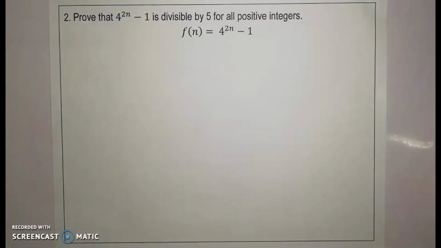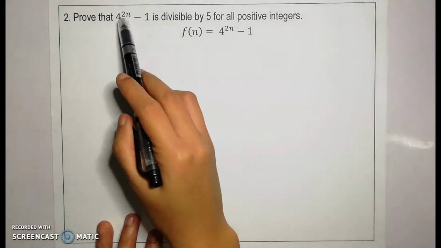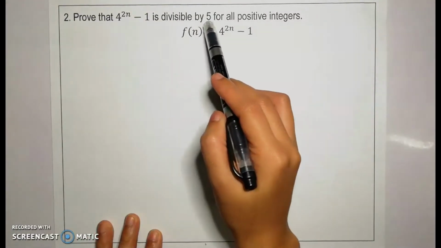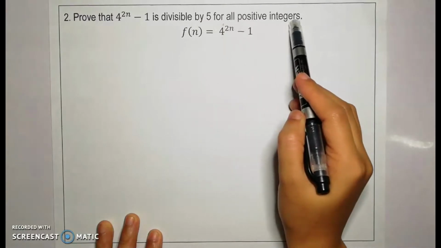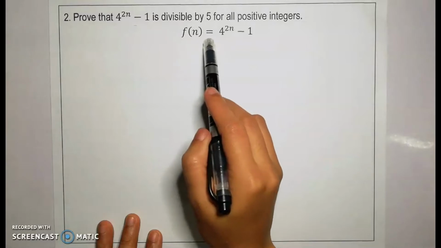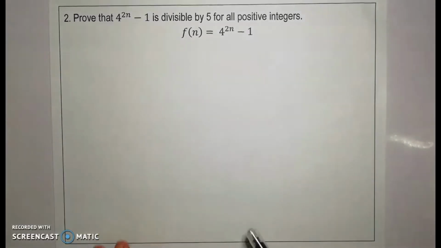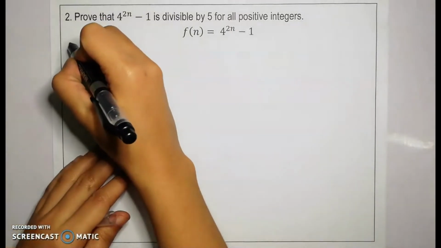This video is the second example of proving divisibility statements using mathematical induction. We need to prove that 4 raised to 2n minus 1 is divisible by 5 for all positive integers. So we put this in the function f of n equals 4 raised to 2n minus 1. For the first step, we will use verification.